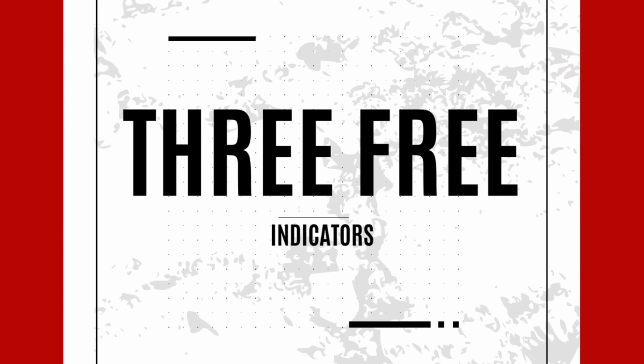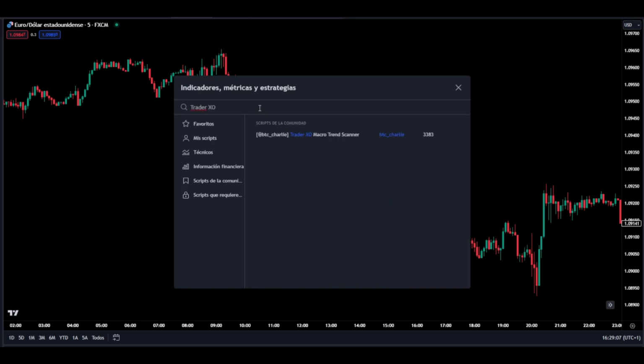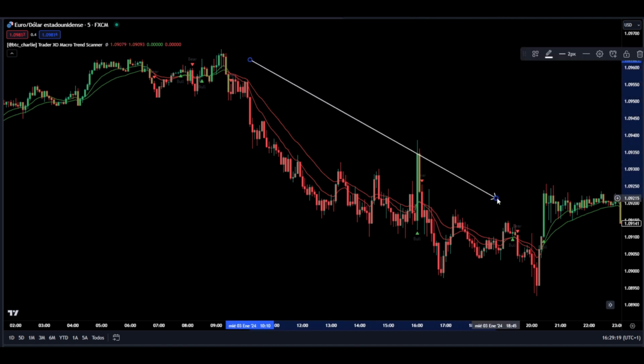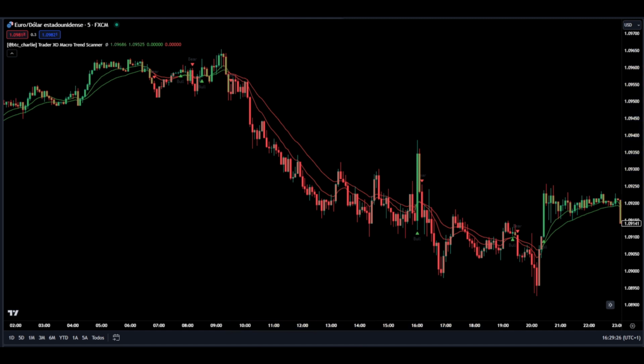Let's get to applying the first indicator. For this, we will open the indicator section in TradingView, then type our first indicator's name, which is TraderXO Macro Trend Scanner. We add this to the chart. The TraderXO indicator gives a very simple and clear buy and sell signal that we're going to use to trade. This indicator contains 2 moving average lines.